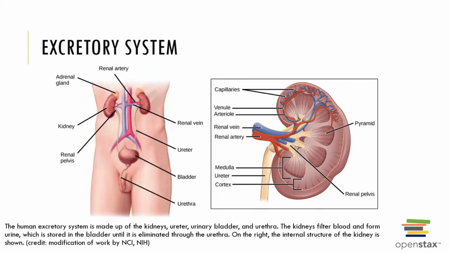Then the urethra is what drains the urine from the urinary bladder and transports it to the outside. And we can see that depicted here. So we know in males, it drains urine and semen. At the base of the bladder, there's what we call an internal and external urethral sphincter that regulates urination.